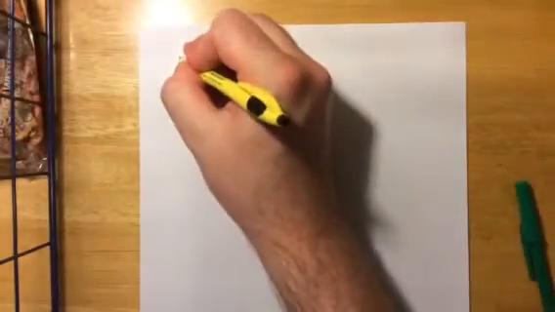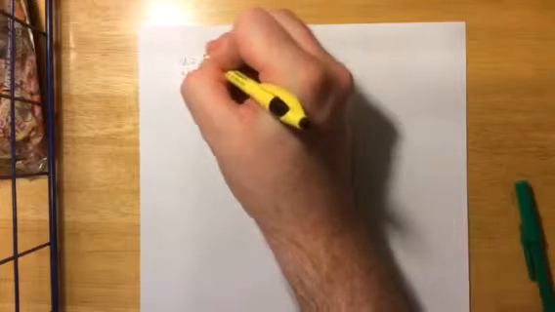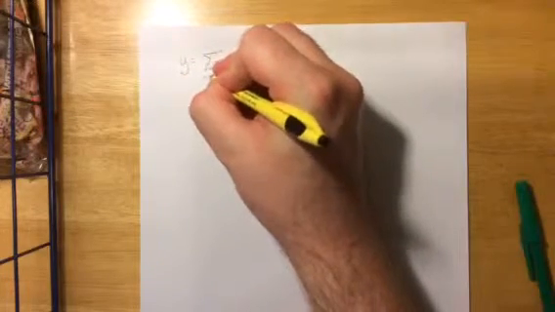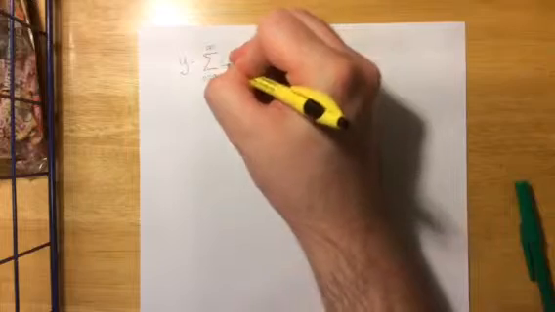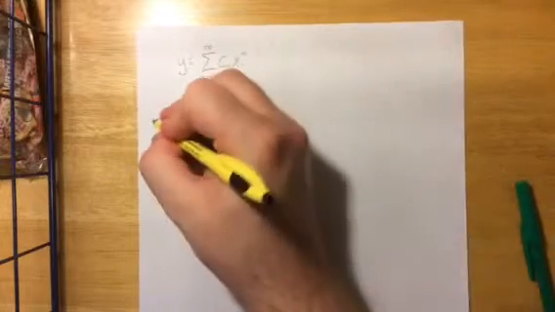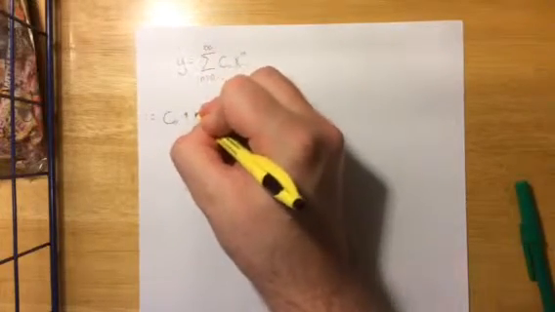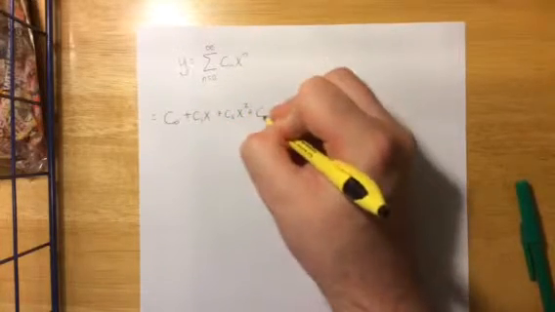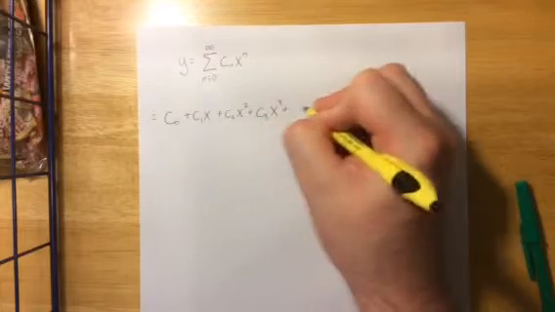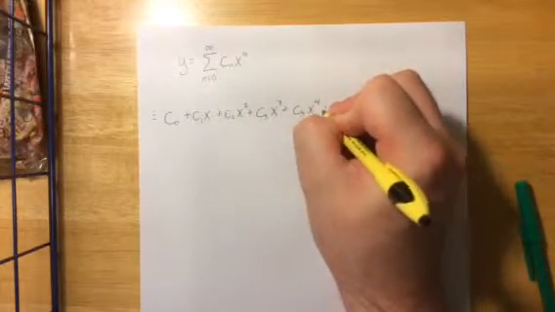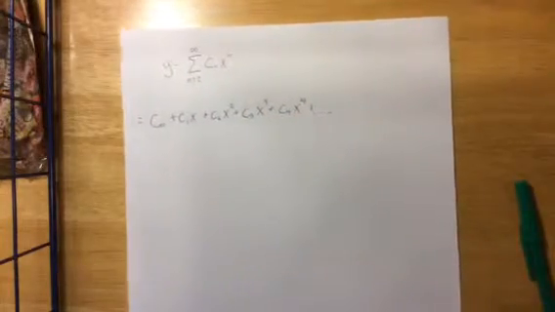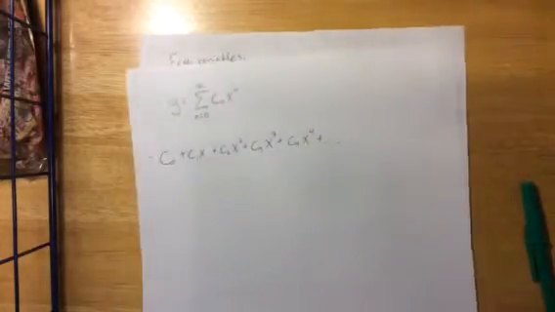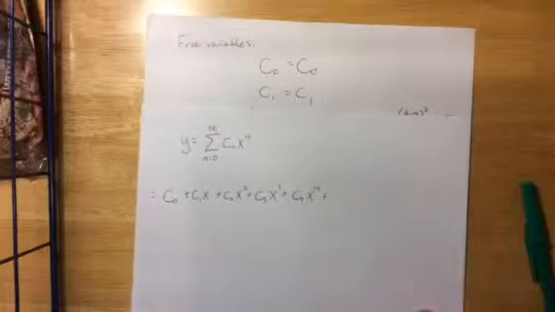We were operating under the assumption that our power series solution took on the form y is equal to the sum from n equals 0 to infinity of c sub n x to the n. So our solution is going to look like c0 plus c1 times x plus c2 times x squared plus c3 times x cubed plus c4 times x to the fourth, and so forth and so on all the way out to infinity. But we have some additional information that we're going to make use of. This is the last page that I had up here.